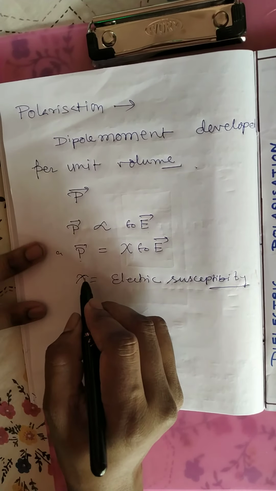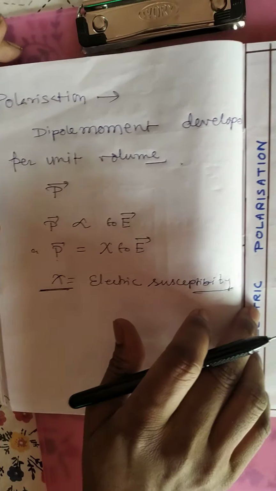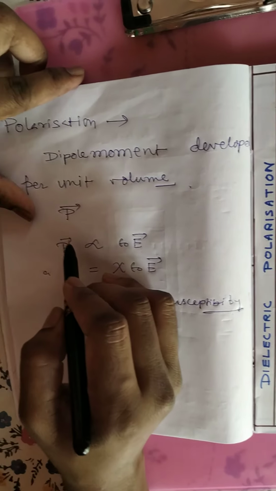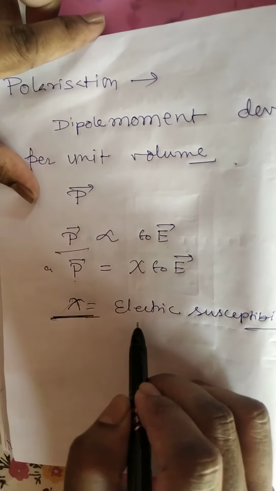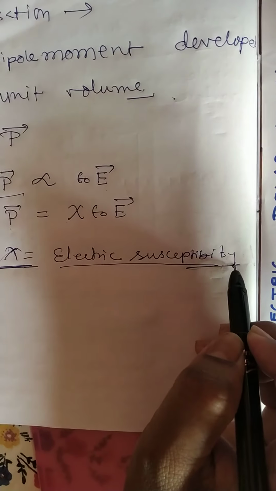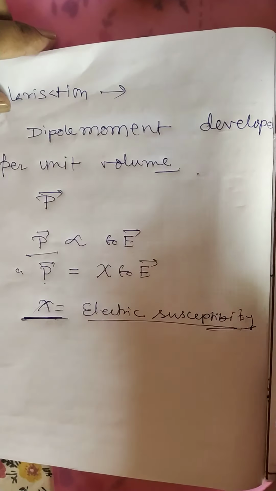This chi represents the extent of polarization. Very simple. So how to measure this polarization? Using the polarization vector P, and chi represents here the electric susceptibility. That is, up to what extent we can polarize a dipole.